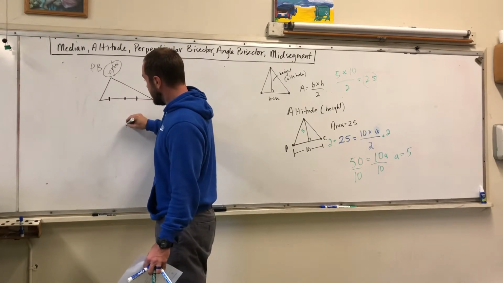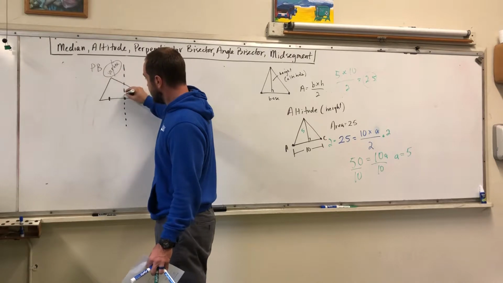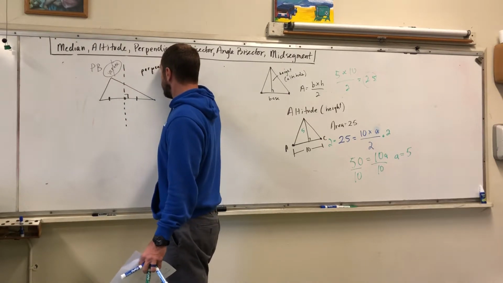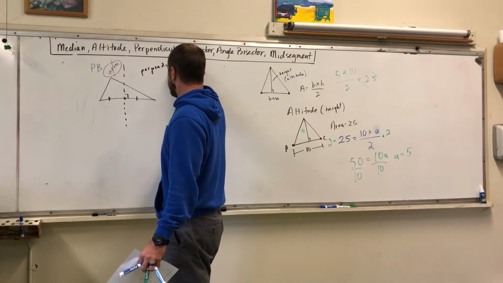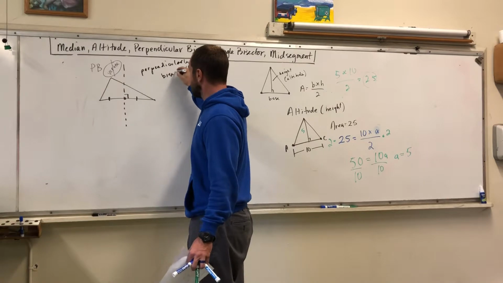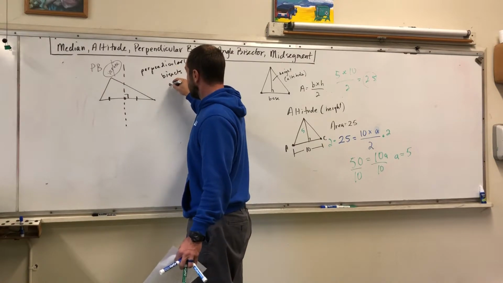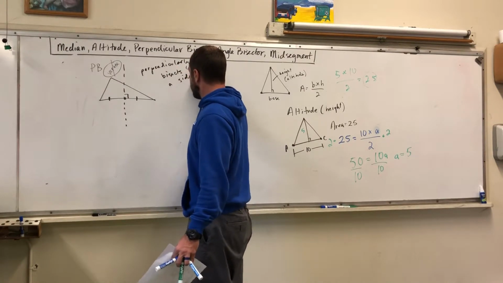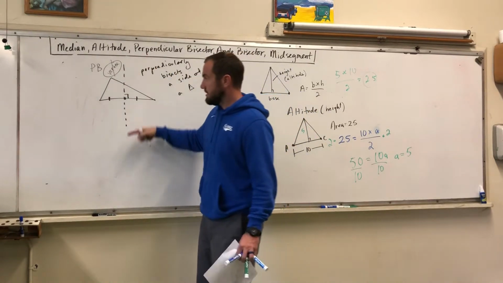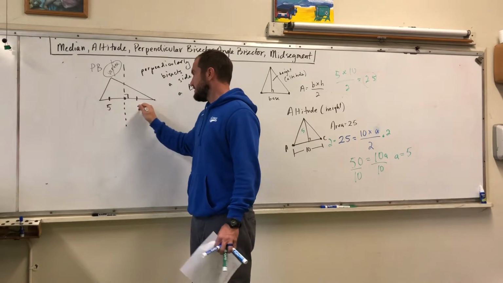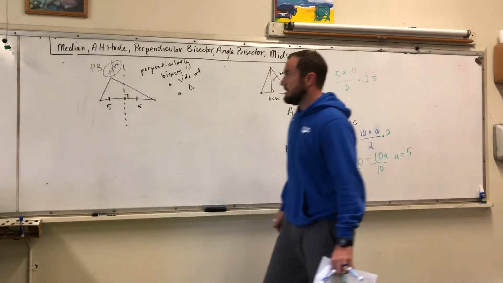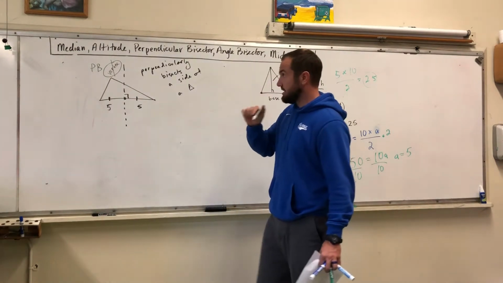And you need to draw a line which perpendicularly bisects a side of a triangle. And that's all this does here. And again, if this is 5, this is 5. If it's bisecting something, it's cutting into equal pieces. That's all you need to know about a perpendicular bisector.